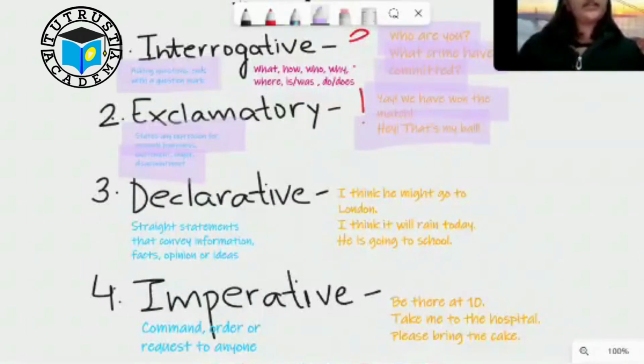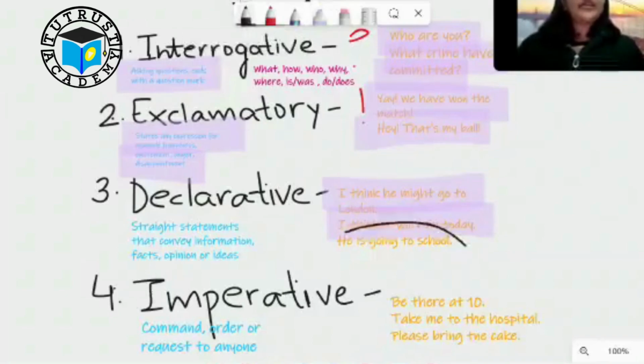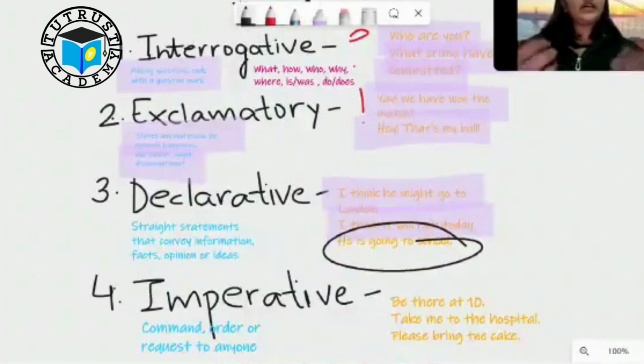The third type of sentences are declarative sentences, in which straight statements that convey information, facts, opinions or ideas are given. For example, I think he might go to London. So it is my opinion that he might go to London. Or I think it will rain today. So it is my opinion. Or there may also be information included in these sentences. For example, he is going to school. It is a general sentence that just includes some part of information.